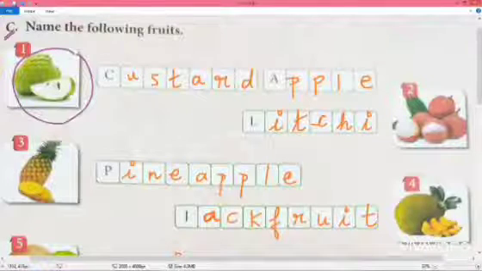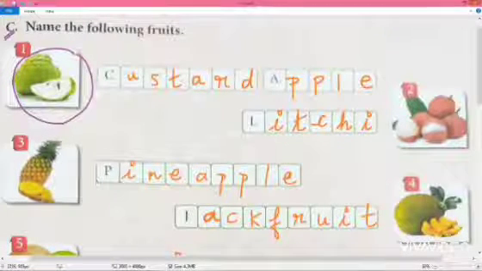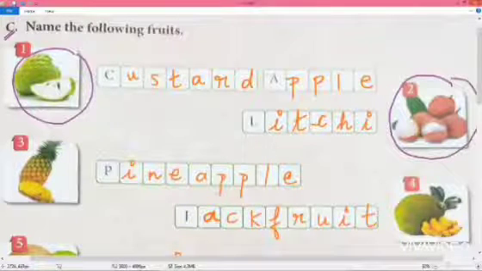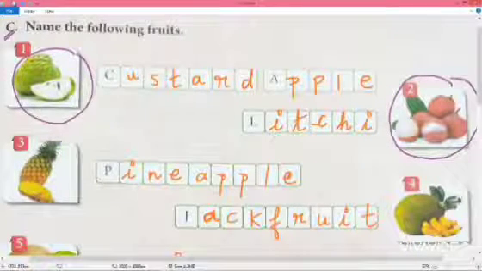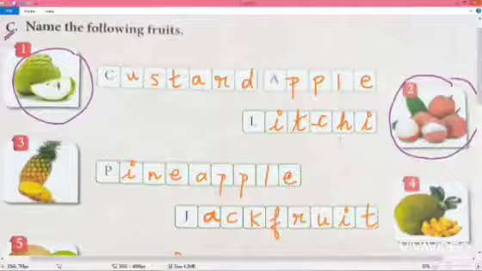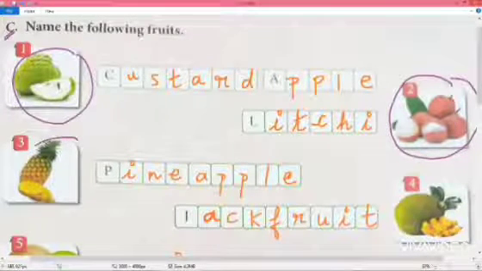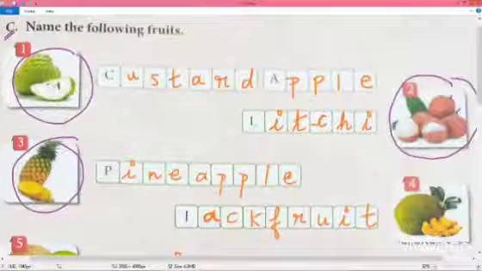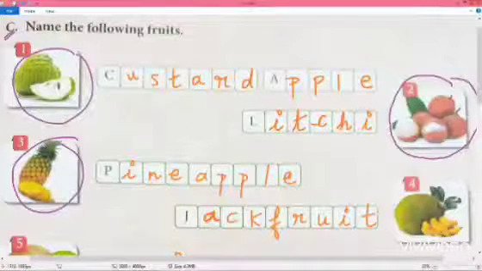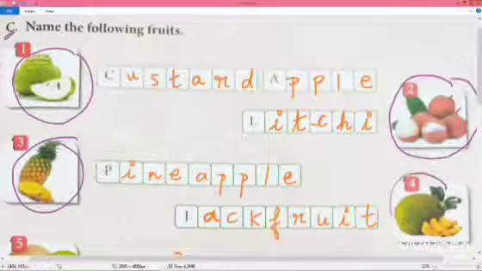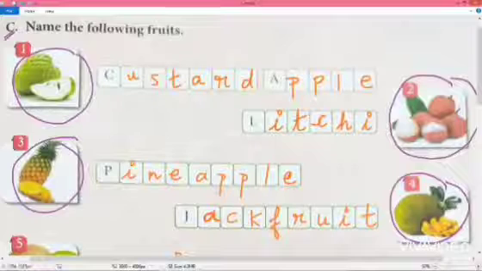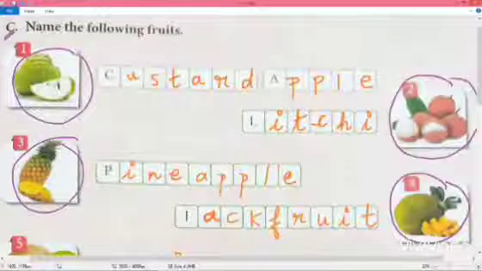Custard apple. Number 2 image is of the fruit called lychee. Litchi, lychee. Number 3 is a pineapple. Pine, apple. Number 4 is a jackfruit. Jack, fruit, jackfruit.